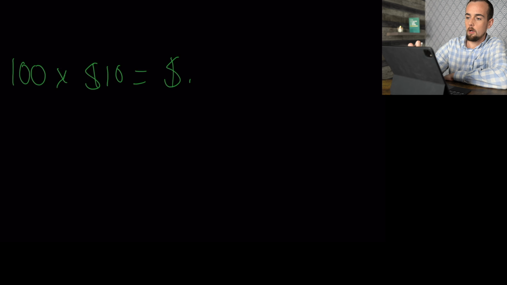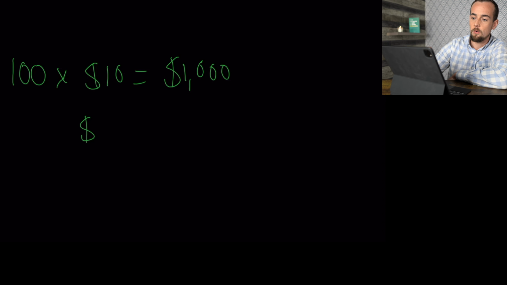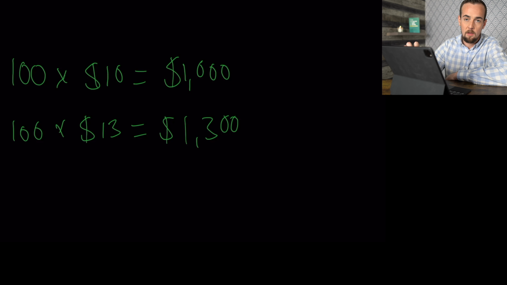Let's say, for example, you had 100 shares of a company that you purchased at $10 per share. That would be an original investment here of $1,000. Now, let's say you fast forward a year later and that same $10 per share investment is now trading at $13 per share and you still have the same 100 shares. That means your investment would now be worth $1,300.